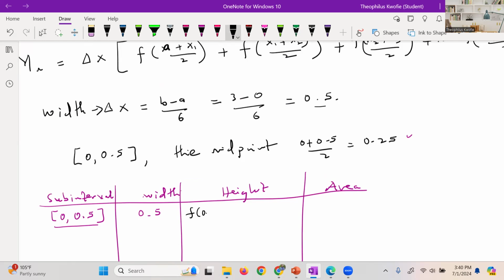So 0.25 into the integrand: e to the power 0.25 plus 1. And that should give us 1.5113. And then the area should be equal to the width times the height. So the width is 0.5, and the height is 1.5113. And that gives us what?